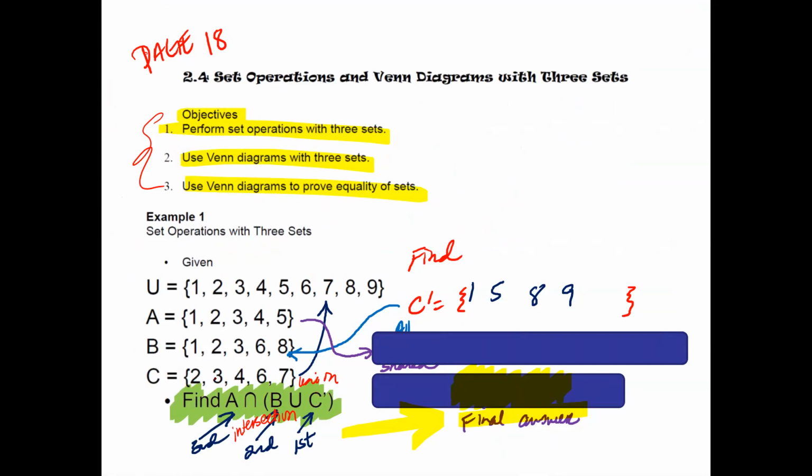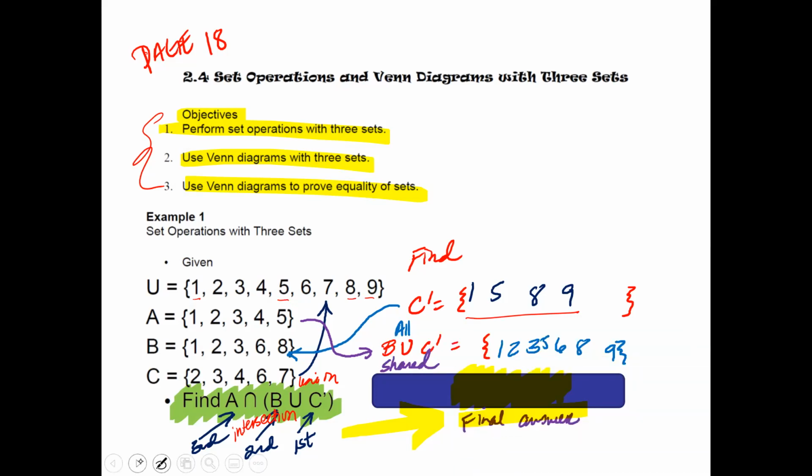Well, C is 2, 3, 4, 6, and 7. So not C, you will compare it with U, and that will be 1, 5, 8, and 9. So this is going to be not C. Then I'm going to take a look at B and see what is in B. Then I'm going to look at the union of B, and B is right here. That is not C.